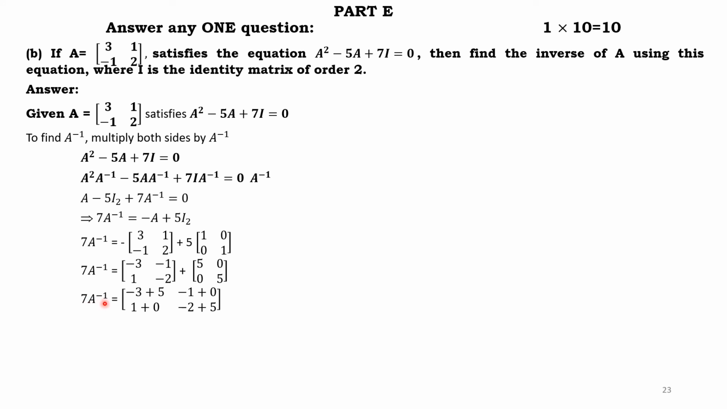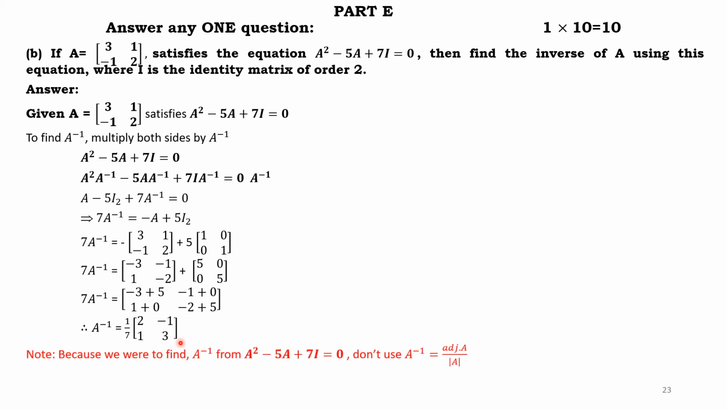Therefore, 7A to the power of minus 1 is, we add this, minus 3 plus 5, minus 1 plus 0, 1 plus 0, minus 2 plus 5. Therefore, A to the power of minus 1 is equal to 1 by 7 into [2, -1; 1, 3]. So that is the inverse.